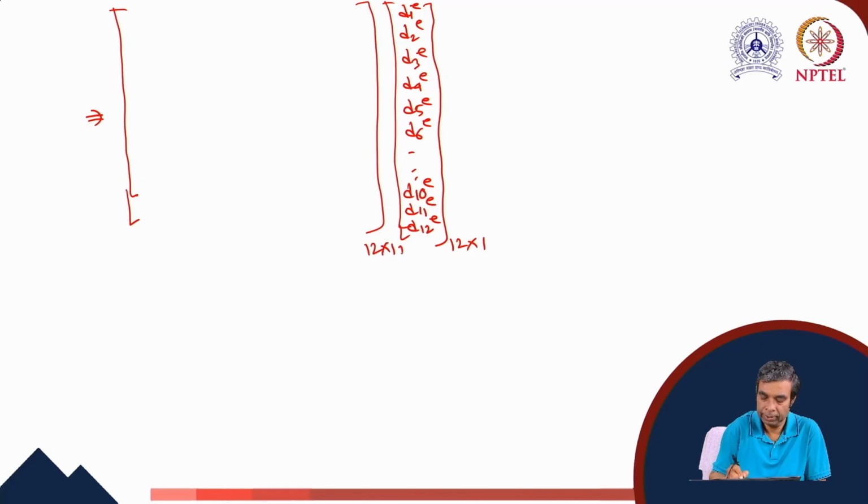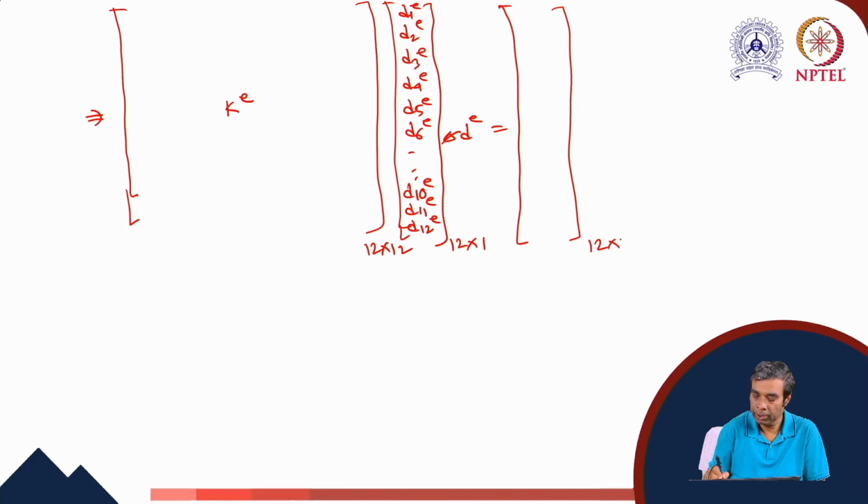This is the Navier-Stokes matrix. This is Ke. This is the degree of freedom vector De, and the right side load vector is Fe. So this is also a 12 by 1 vector. This is Fe. Okay. So now we have understood the numbering of the momentum and continuity equations for an element.